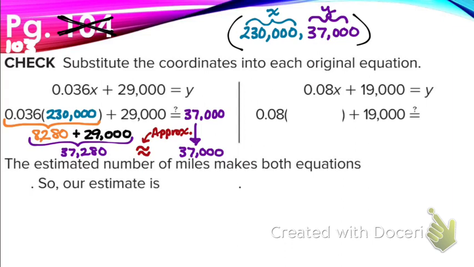Let's look at the other one. What am I putting in for x again? What was the x part of our ordered pair guess? 230,000. What should I put in for y? 37,000.